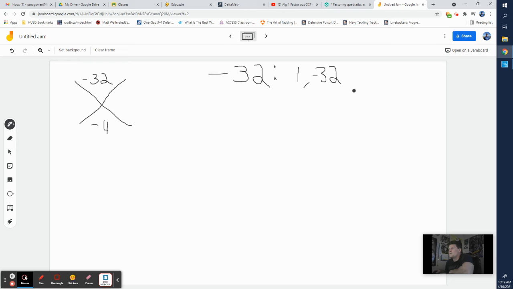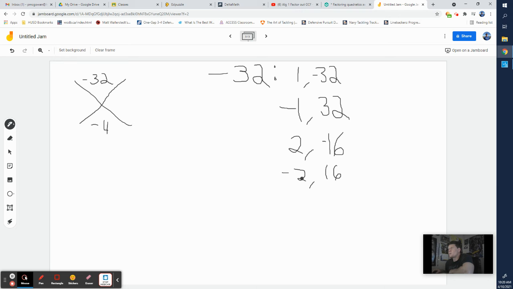That's no good. What if I switch it? What if I did negative 1 and positive 32? Multiplies again to make the negative 32, but if I add those together, I get positive 31, still too far away from negative 4. 32 is big, but it's even, so we could cut it in half. 2 goes into 32 16 times. Okay, let's make the 16 negative. 2 times negative 16 makes it, right? But 2 plus negative 16 makes negative 14. No good. Let's switch it. Negative 2 and then positive 16.